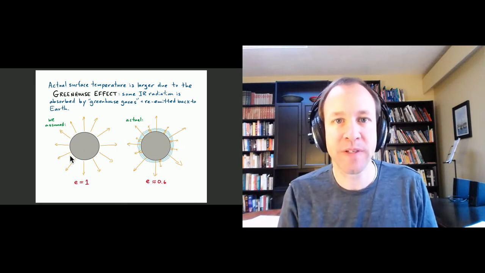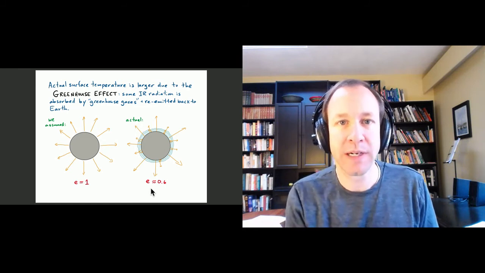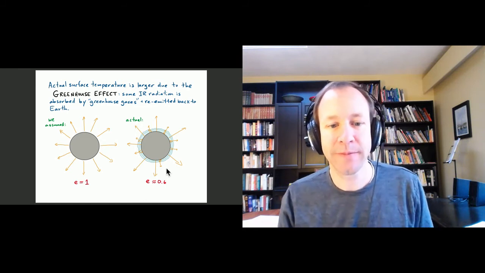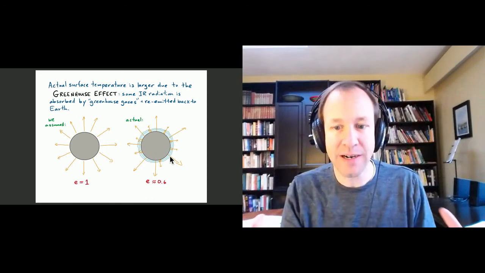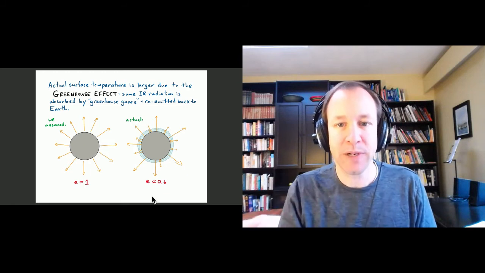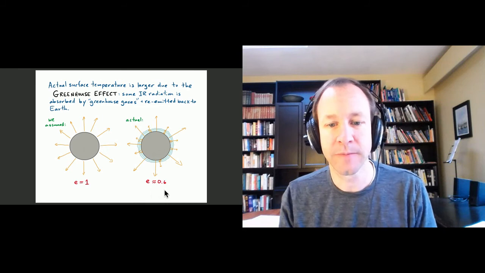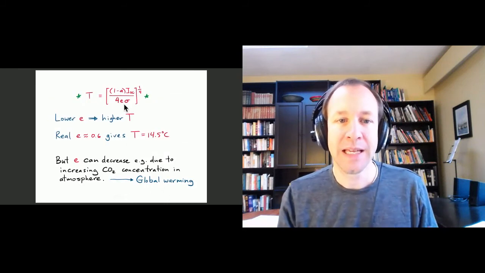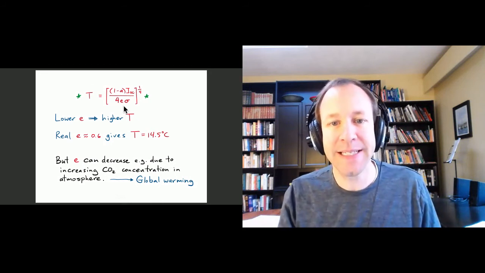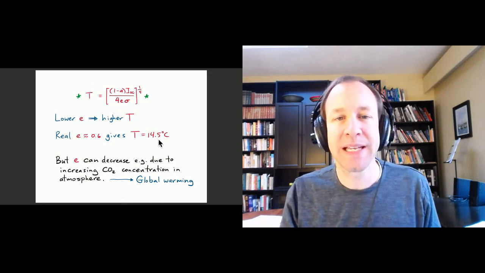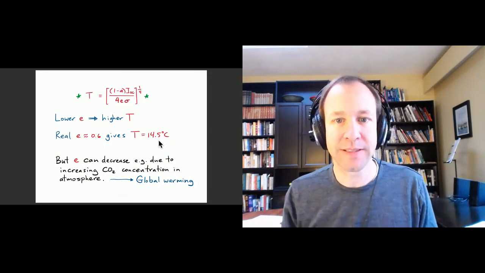What that means in terms of our formula is that there's an emissivity which is not equal to 1, which is actually equal to some fraction that depends on the content of our atmosphere. And so at the present time, the emissivity is around 0.6. If we plug that into our formula, then instead of getting minus 18 degrees Celsius, we end up getting a much more realistic temperature of around 14.5 degrees Celsius.